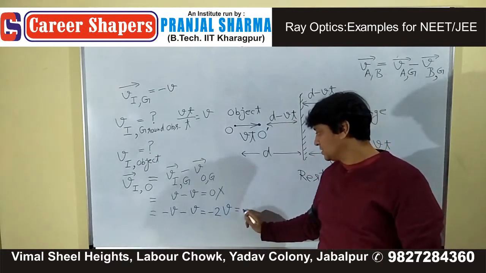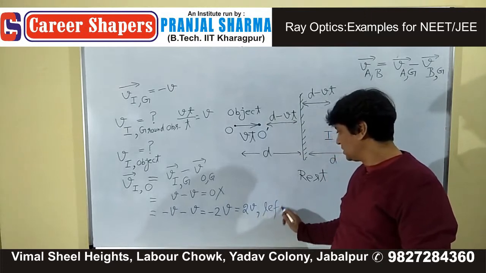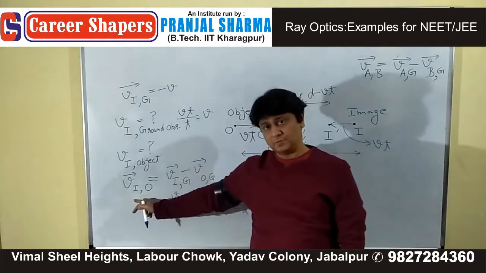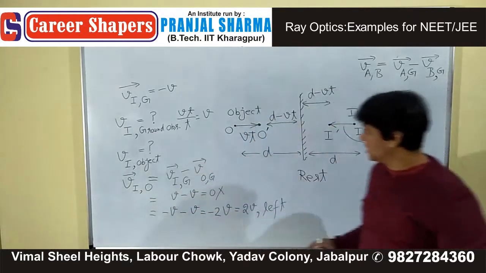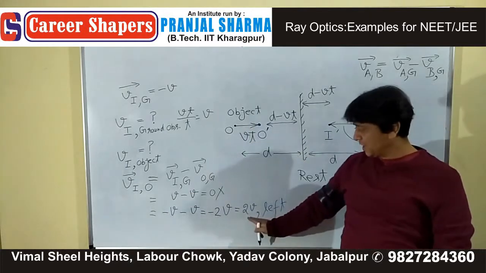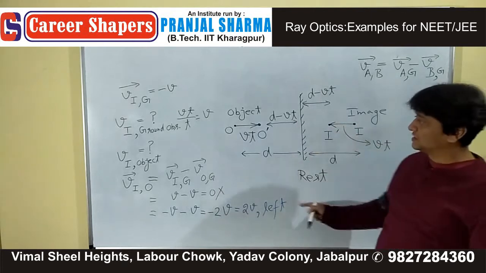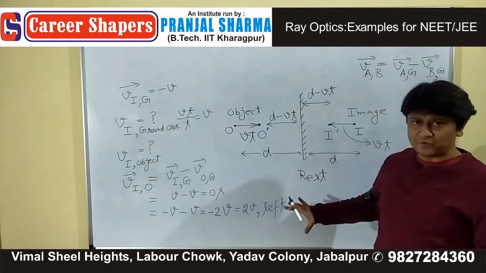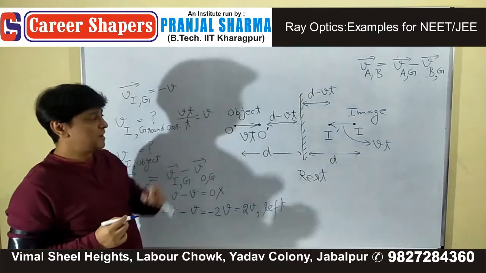Minus of 2V means magnitude is 2V, and direction is left. This object is moving this way. Sorry, the image, its velocity as seen by the object itself is of 2V magnitude and is towards left, or towards the object itself. That's how you can find this velocity using the formula of relative motion.